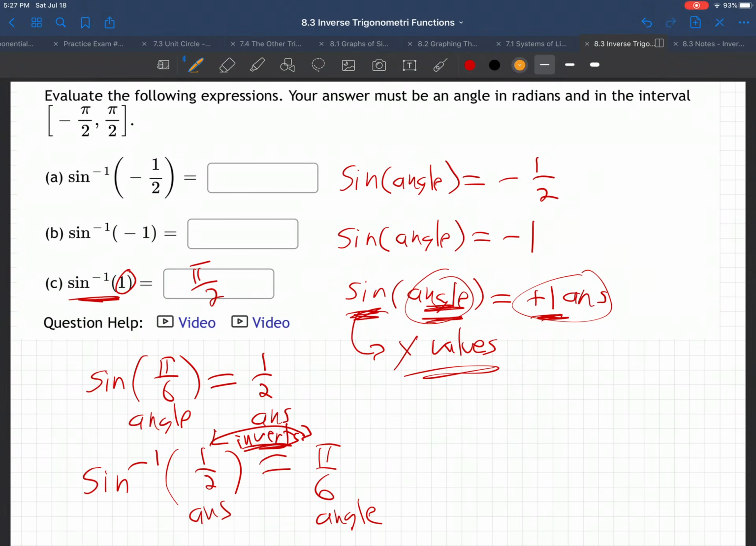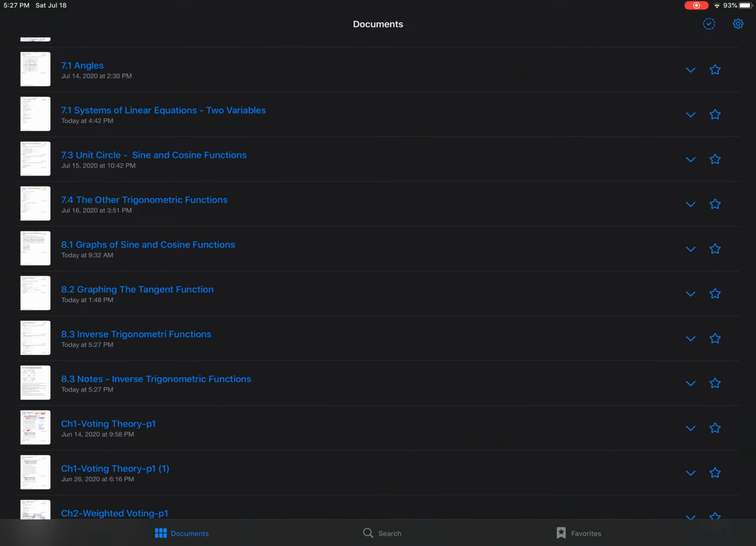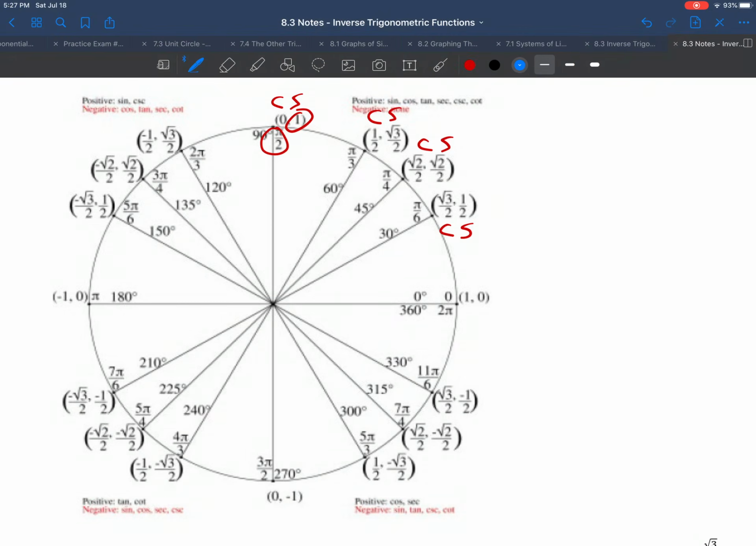Now, let's try the other ones. How about, let's do negative 1. Let's do that one. Sine inverse of negative 1. So again, we're looking for an answer. They're giving us an answer of negative 1, and we're trying to find the angle that goes with that on the unit circle. So where in the unit circle is there an answer of negative 1? Let's see. Answer in negative 1, cosine sine, right there, 3 pi over 2.